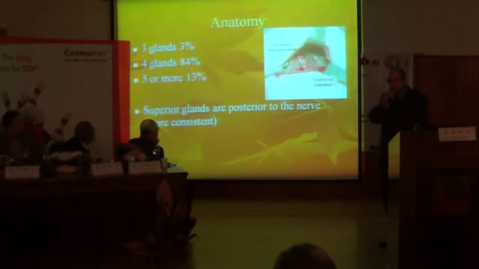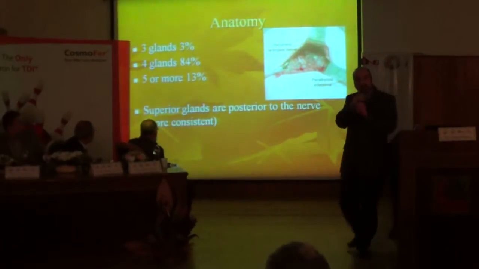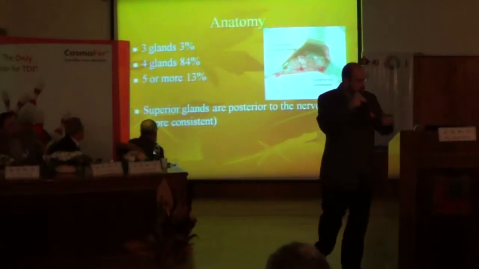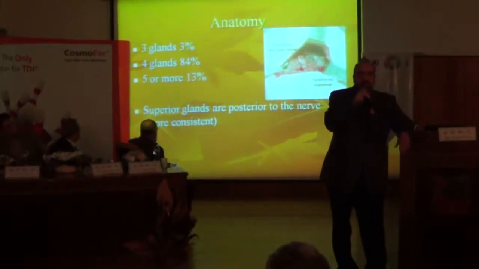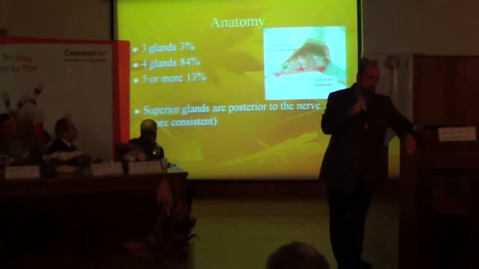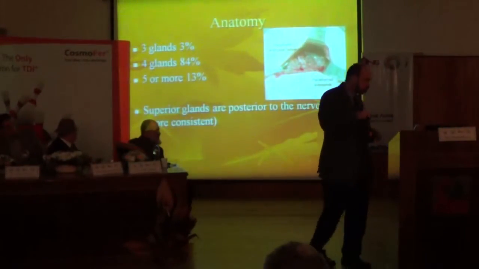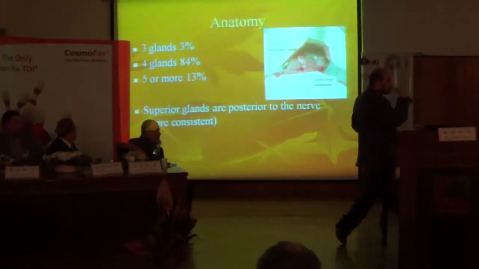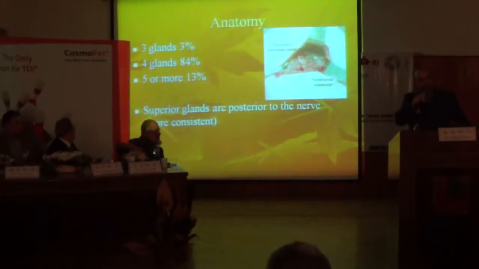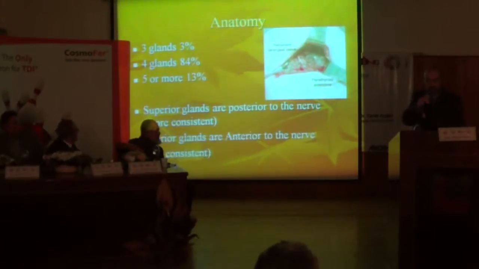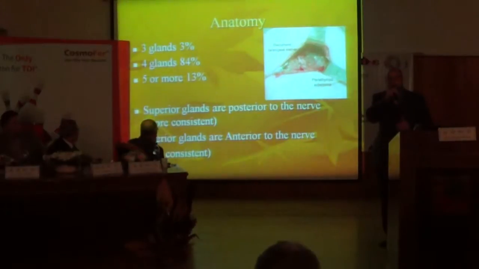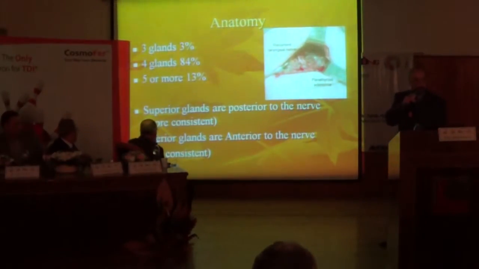Again, the anatomy. Because we are dealing with the recurrent laryngeal nerve, it's not good practice to damage the nerve. So we have to find it before doing anything. The superior gland is posterior to the nerve. It's more consistent compared to the inferior one, which could be down in the chest, which is definitely a nightmare.